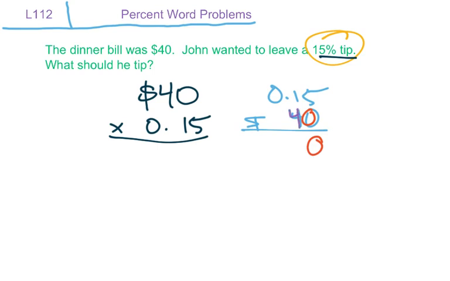Then I can focus on my 4 and go 5 times 4 is 20. Carry the 2. 1 times 4 is 4 plus the 2, 6. Then decimal placement, boop, boop. And therefore I could say $6 tip. Nice and simple with dealing with tip.